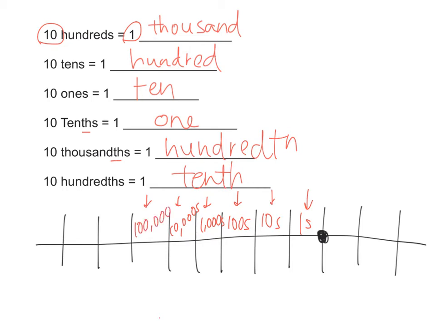100,000s. You guys should have learned up to the 100,000s in 4th grade, yes? Okay, so in 5th grade, we learned one more. Adjacent to the left is called the what? Millions, yep.